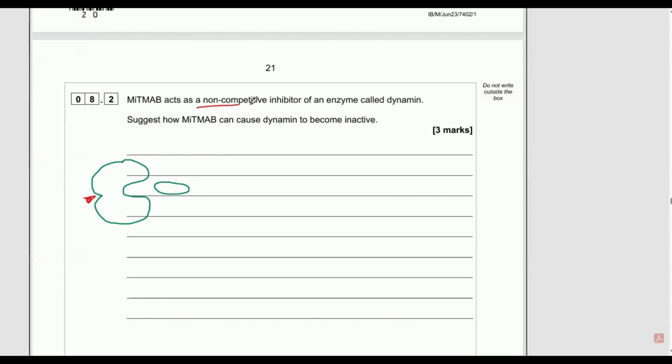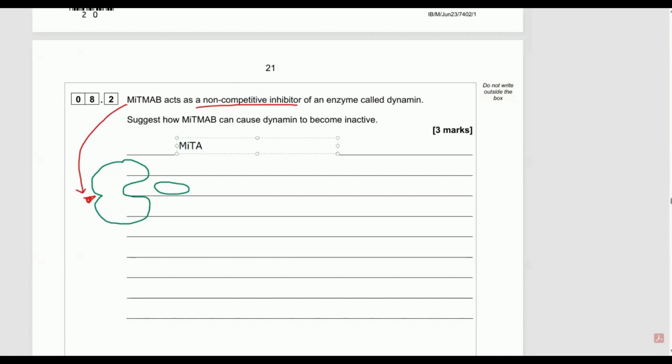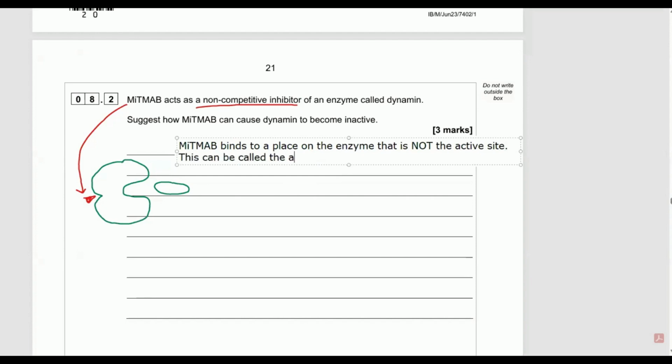Well, if it's a non-competitive inhibitor, it doesn't compete for the active site. Non-competitive inhibitors like MITMAB attach to a different area on the enzyme. Hopefully you know the name of this, but it's not in the AQA spec, but it's called an allosteric site. So you can either say MITMAB binds to an allosteric site, which is handy if you know that. Otherwise, you've got to say MITMAB binds to a place on the enzyme that is not the active site or other than the active site. So it just means any part of the enzyme that's not the active site.